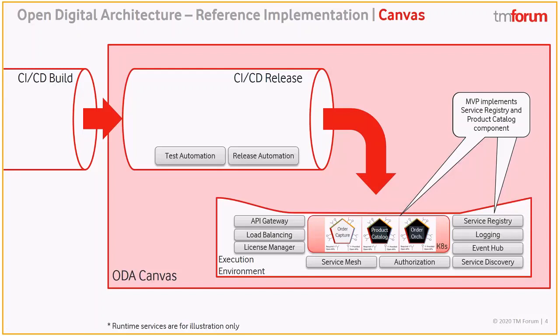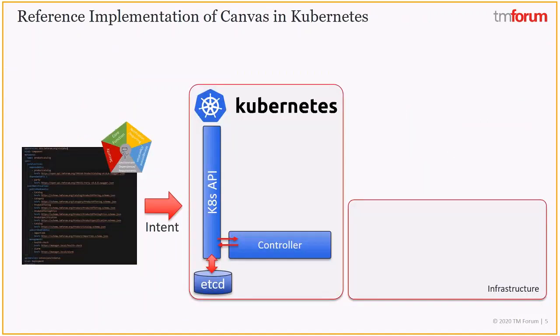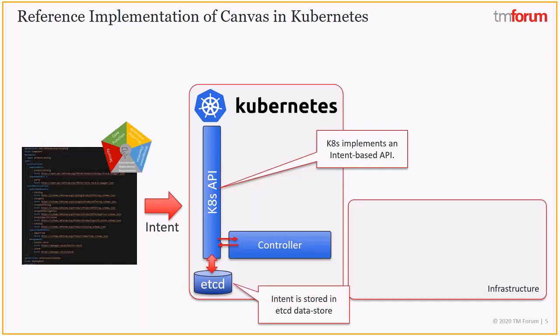And what I'm going to talk about is just the Kubernetes implementation of this. So our reference implementation is using Kubernetes, and the concept is I can take a manifest file for my component, which is expressing the intent of my component, and then I can apply that to Kubernetes. And I'm just showing how Kubernetes itself works. So the first thing is Kubernetes implements an intent-based API. So I can define data models of the intents that Kubernetes manages, and Kubernetes can implement that, and it stores the intent in this etcd data store.